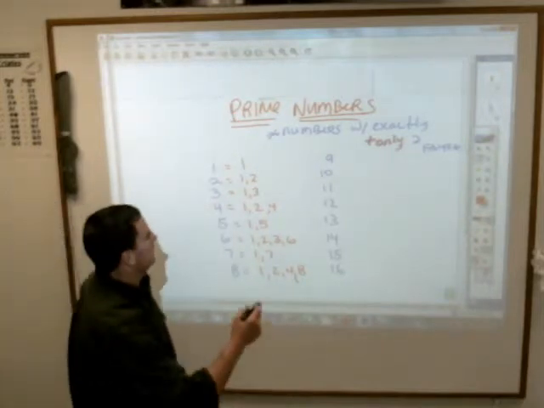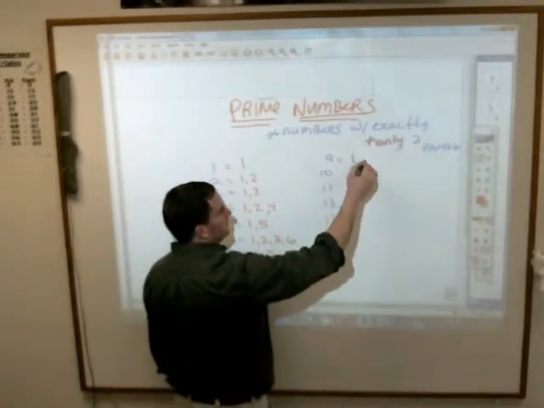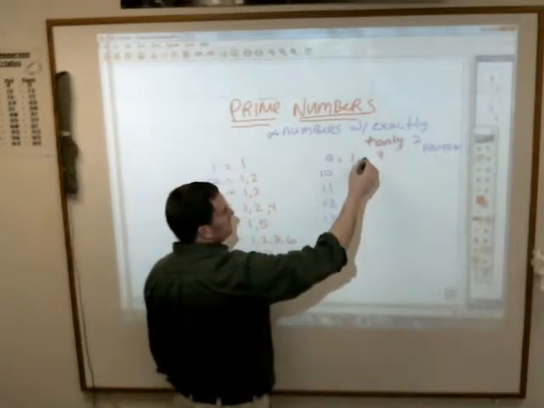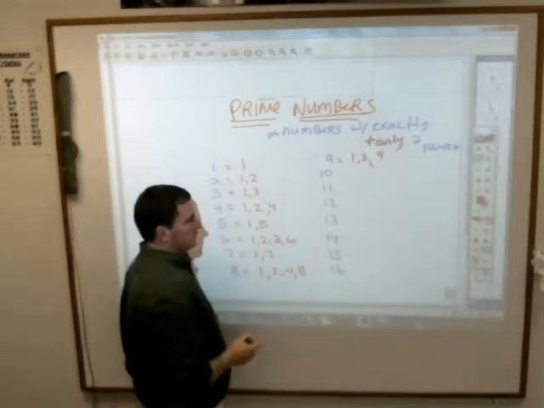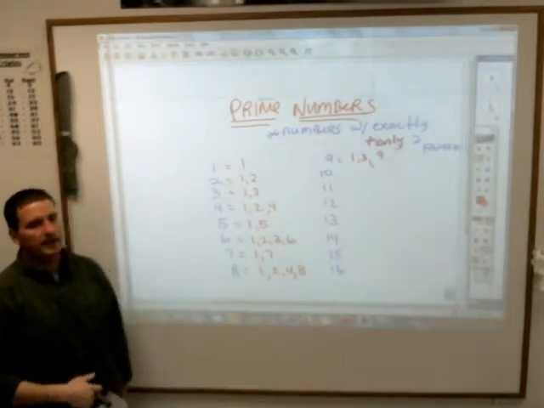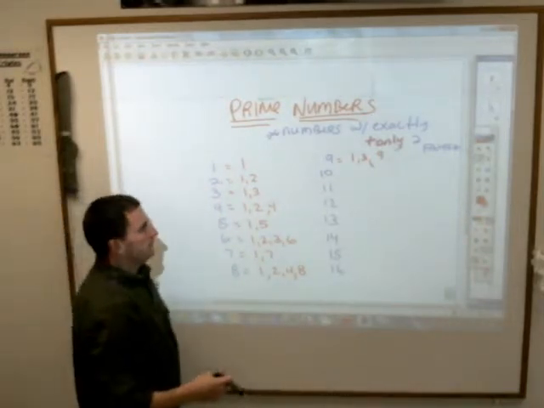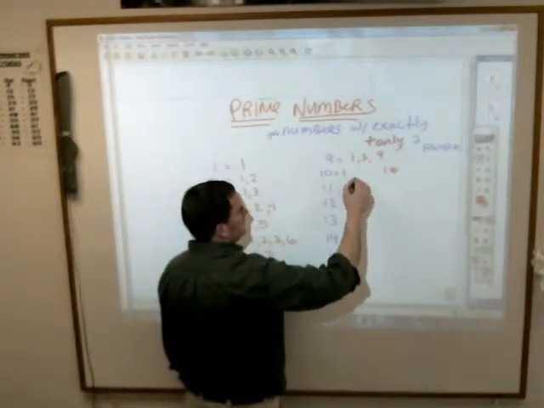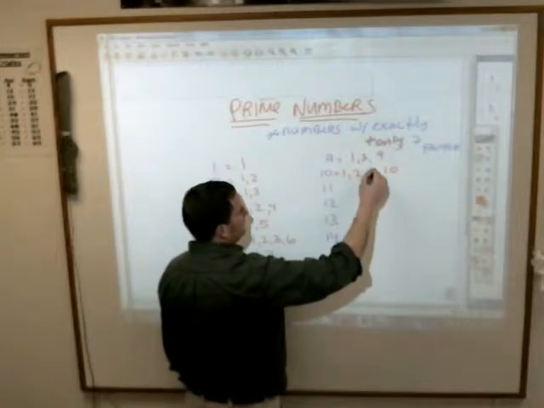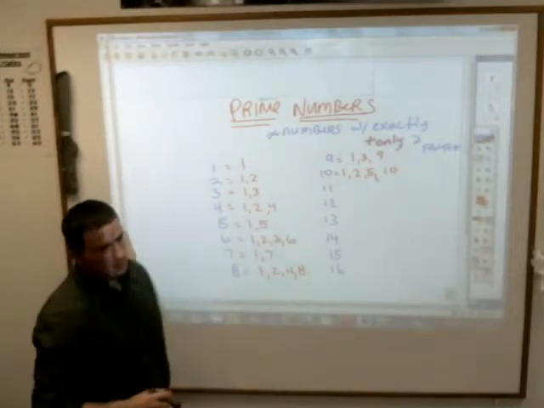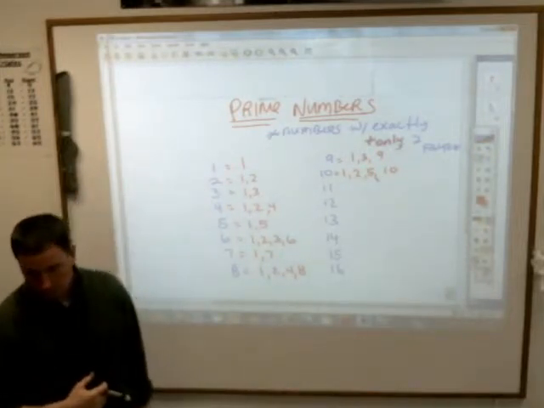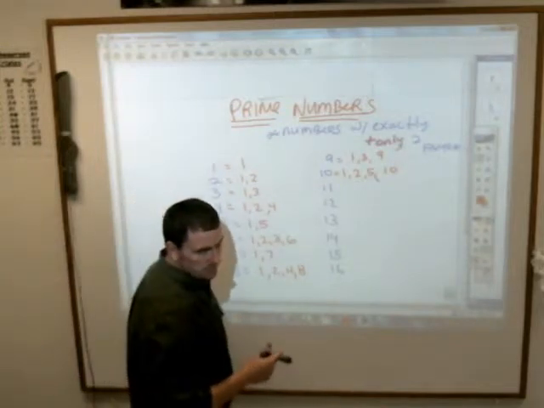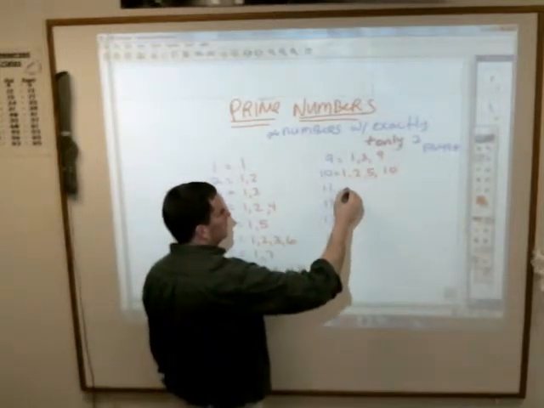Factors of 9, Alexa. 1 times 9. 3 times 3. Factors of 10. Calvin, factors of 10 are 1, 2, 5, and 10. Don't forget about 1, 2, 5, and 10. Factors of 11. Oh, it's a tough one. Just 1 and 11.